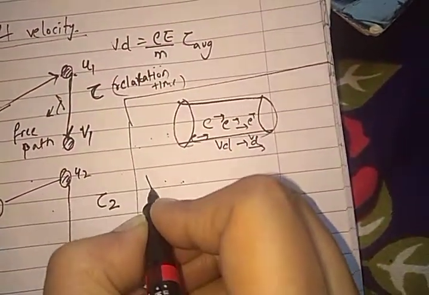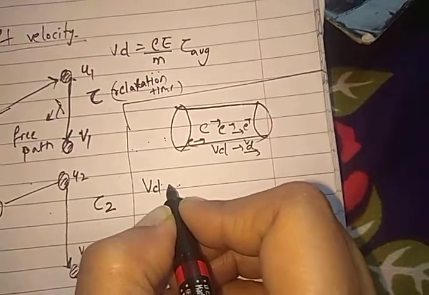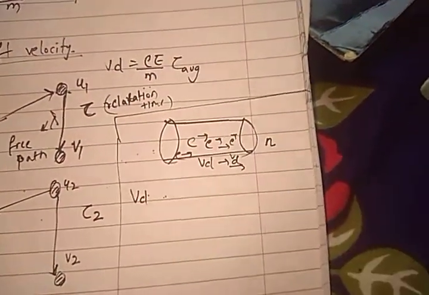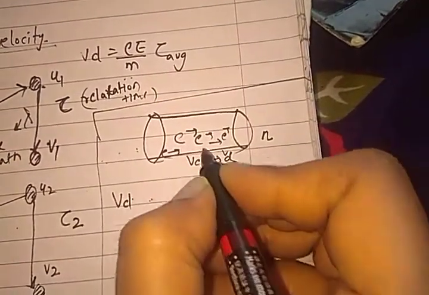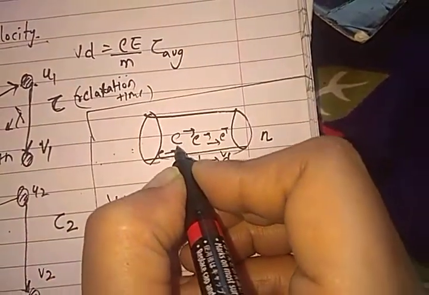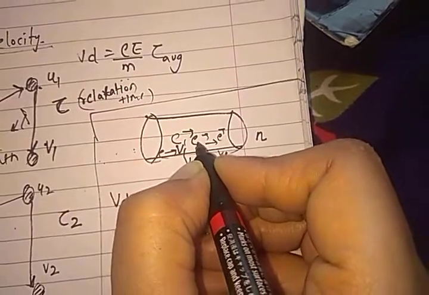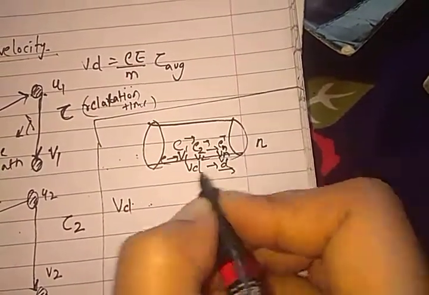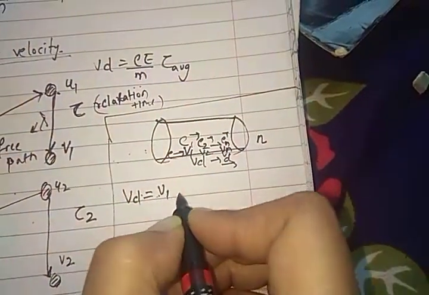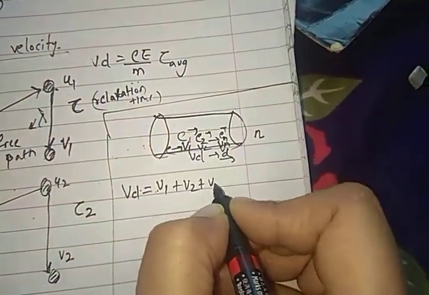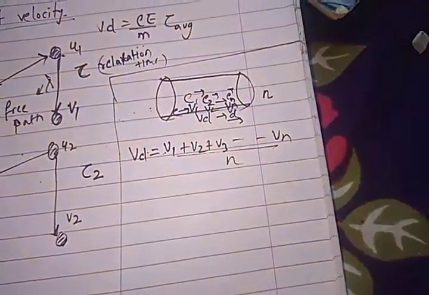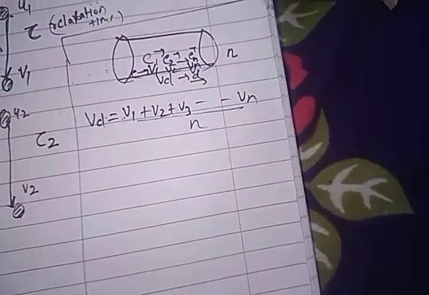So if we talk about Vd, average, how many electrons are moving? There are n number of electrons. For E1 the velocity is V1, for E2 the velocity is V2, for En the velocity is Vn. So how will you find the average? V1 plus V2 plus V3 up to Vn upon n. Yes, it is the drift velocity.